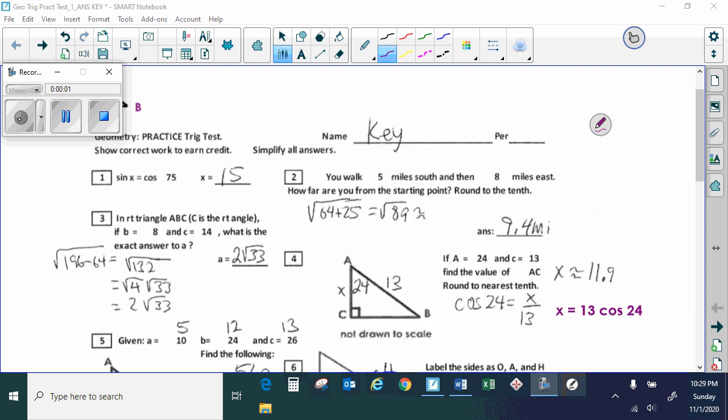All right, students, let's go ahead and go over this practice test here. We should remember that cosine of 75, this angle plus this angle are complementary, so they have to add to 90. So 75 plus what is 90? 15 degrees.